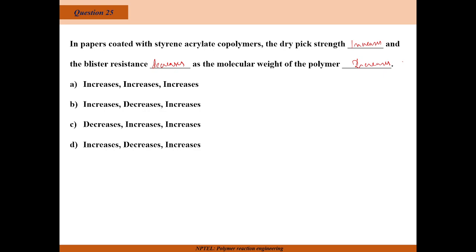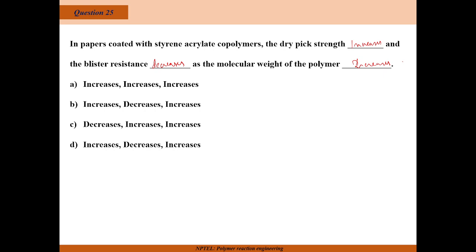Okay, correct. Blister, it should not blister. Generally, when you are coating, it should not blister, but peel strength increases, molecular weight also increases. Blister resistance basically refers to the ability of the coating to adhere to the substrate. Basically, it sees how it sticks and resists the formation of blisters. So blister resistance should happen.